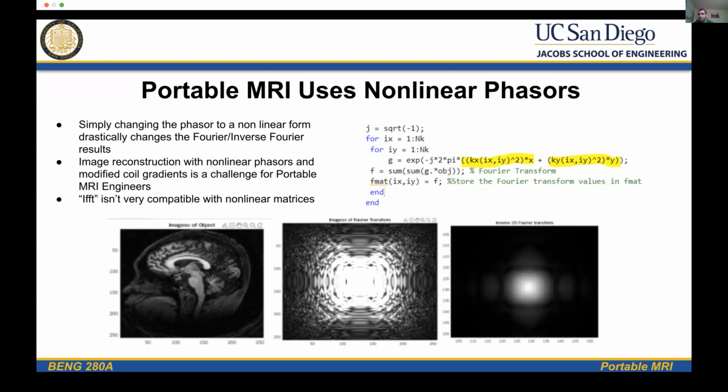Fundamentally, portable MRI uses nonlinear phasors. And this can be problematic in the computational realm because, as you can see here, when you use the same exact code that was used in the previous slide and you look at the end result, you produce something very distorted and something unlike the original object. And notice that not much has really changed. Here, we are just simply squaring the kx and ky terms to create a nonlinear gradient. So just a subtle difference can really alter the overall result of the Fourier transform.